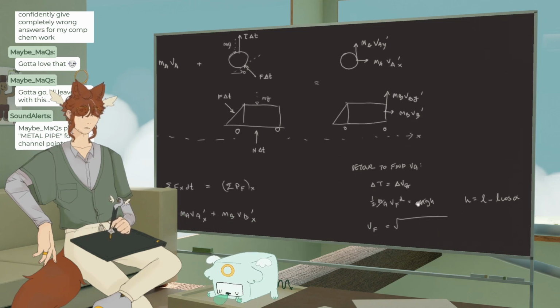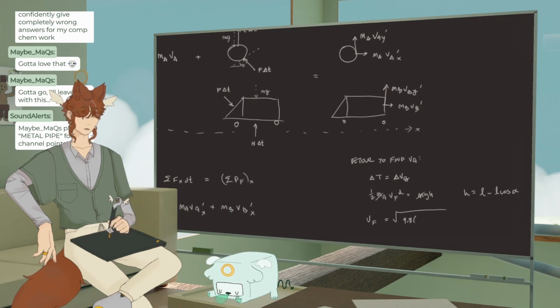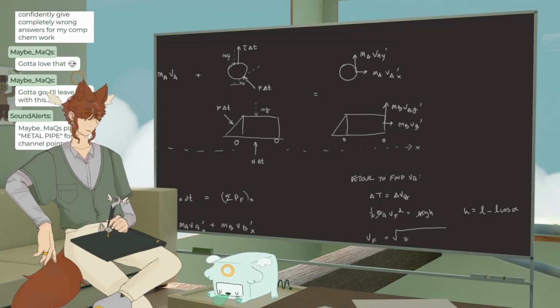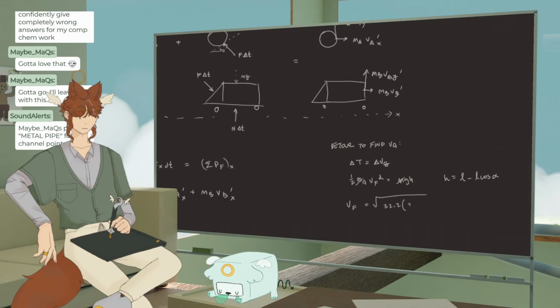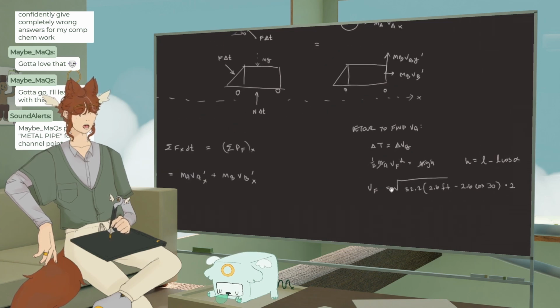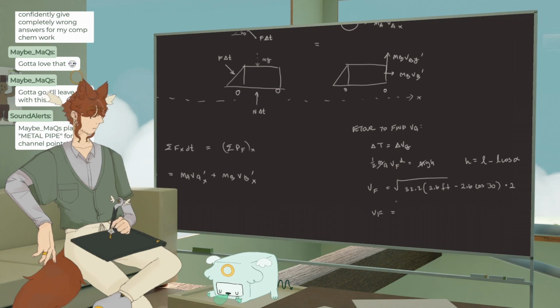But okay, I can cross out the m's. Okay, so 9.8 times 2.6 feet, not 9.8, 32.2. Always units. 2.6 feet minus 2.6 times cosine of 30. And of course, that's going to give us the nasty number. And then times 2. Oh, I think that's it. Let's see what we get. Let's see if we get a normal number.